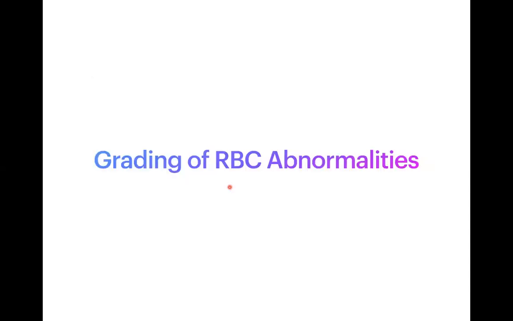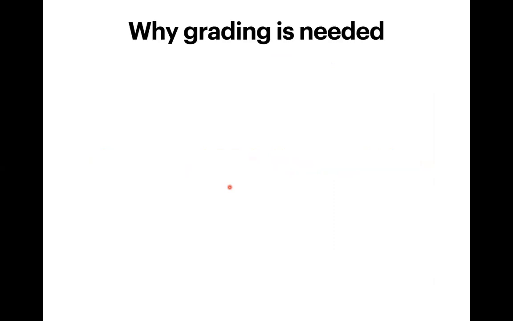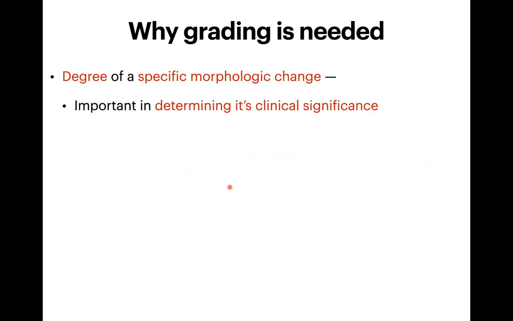So this was about the RBC abnormalities. I'll just quickly go through the grading of RBC abnormalities and why it is important. Okay, so why is grading needed? The degree of a specific morphological change is important in determining its clinical significance. How many of a particular abnormality you are seeing will determine the significance of that abnormality.